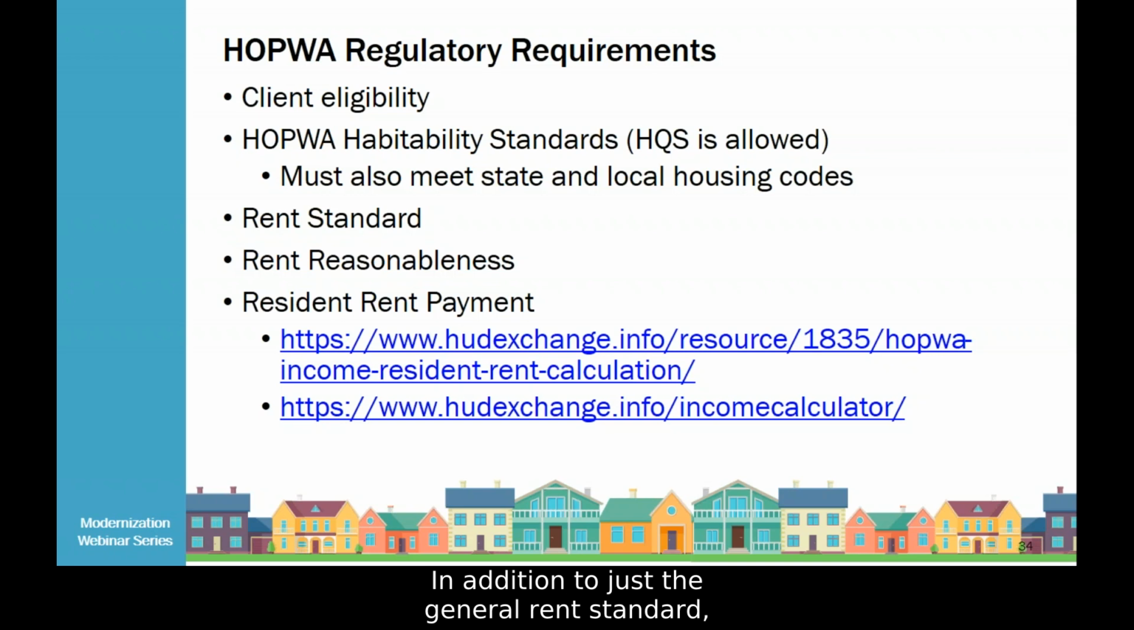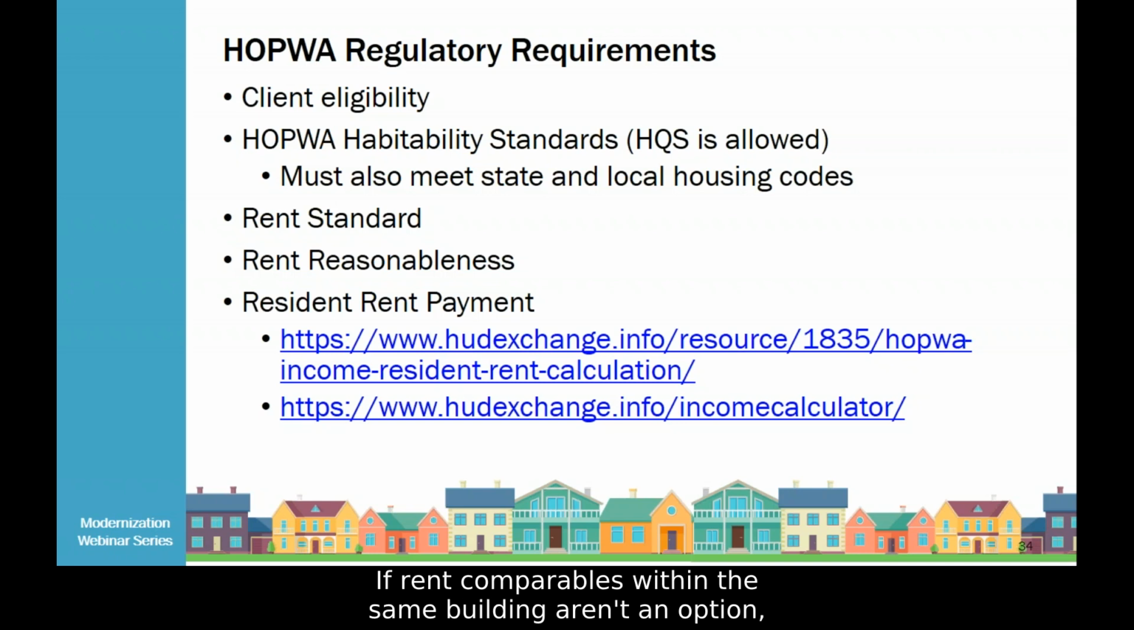In addition to just the general rent standard, you also want to keep in mind rent reasonableness requirements. So the rent must always be reasonable. And that is measured by comparing the rents to other market rate units in the community. If there are similar units in the same building, for example, the unit that will receive HOPWA rental assistance cannot have a higher rent than another unit without a subsidy.